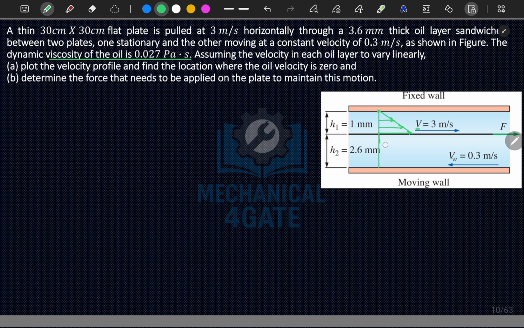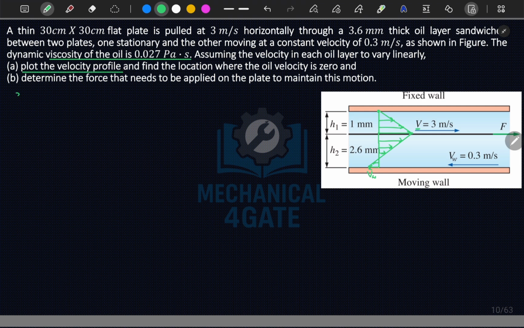Now in the lower region, we can see that this plate is moving in the backward direction at a speed of 0.3 meters per second. So if I draw it graphically, the velocity will be in this direction, and this is your VW, the velocity of the moving wall. Joined like this, this is your velocity profile, as asked.